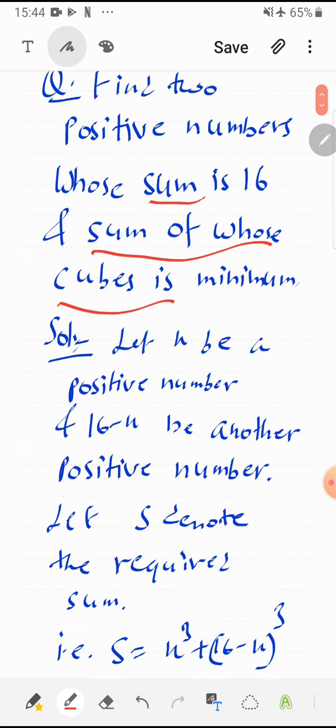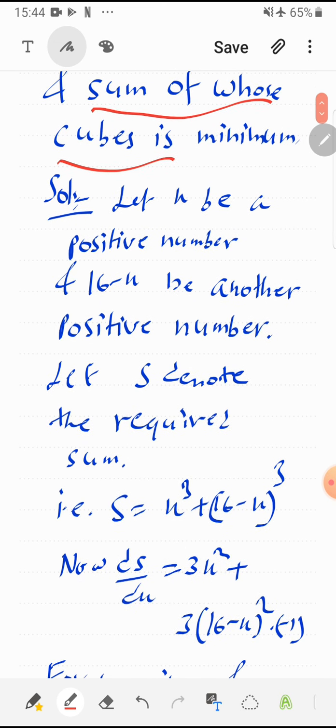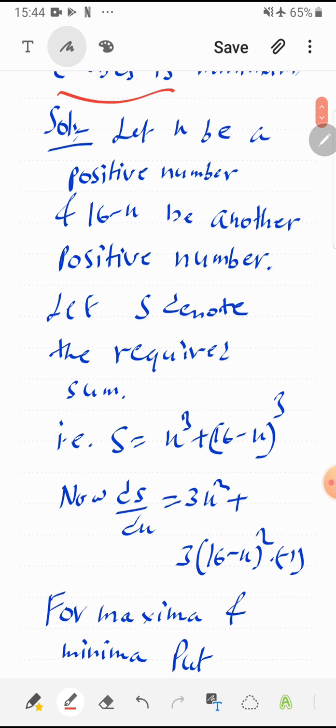So let us start. Let x be a positive number and 16 minus x be another positive number. Now here, why could I write 16 minus x? Because the sum was given to be 16. So that is why. Let S denote the required sum. So S is x cube plus (16 minus x) whole cube.